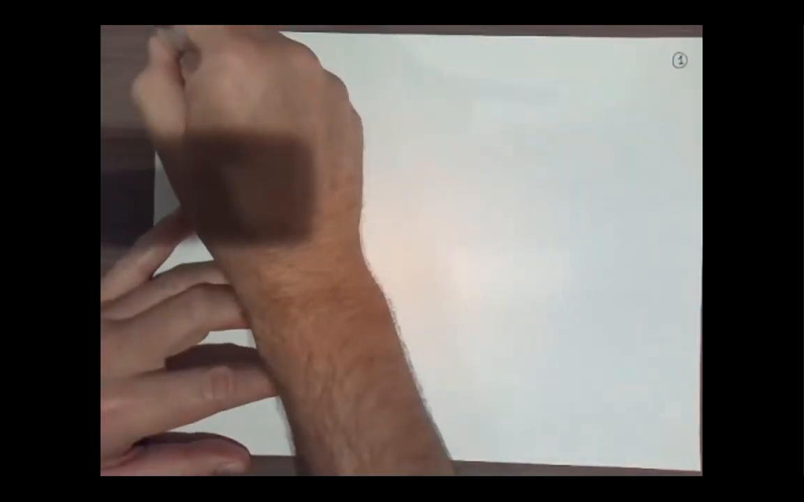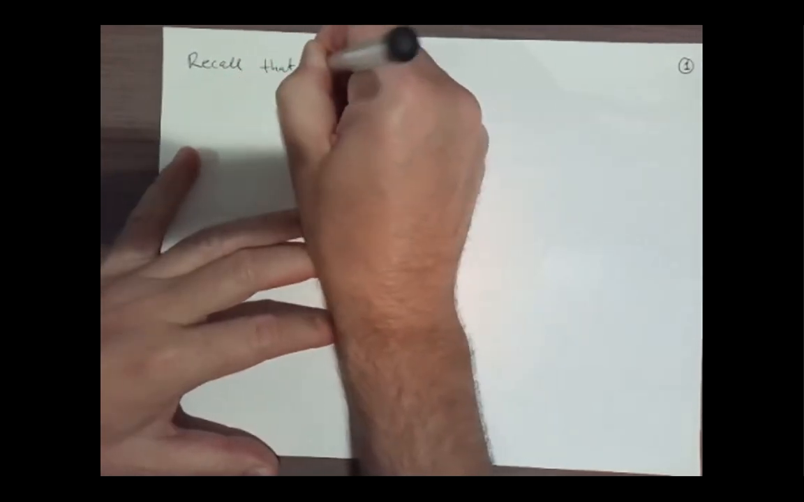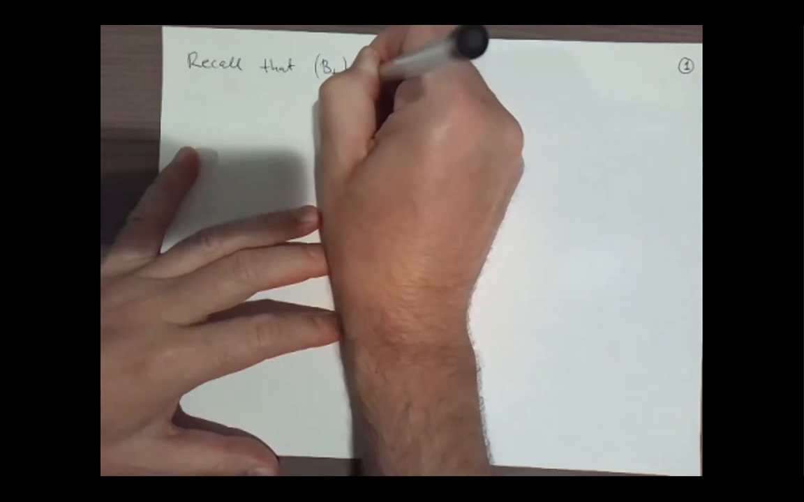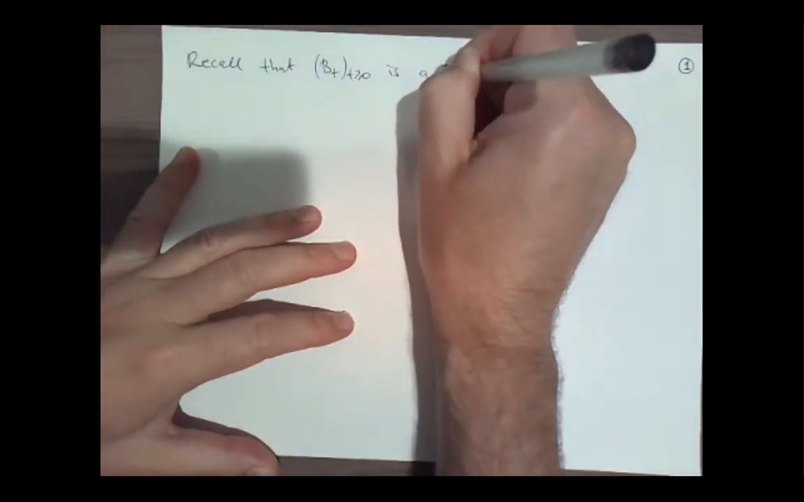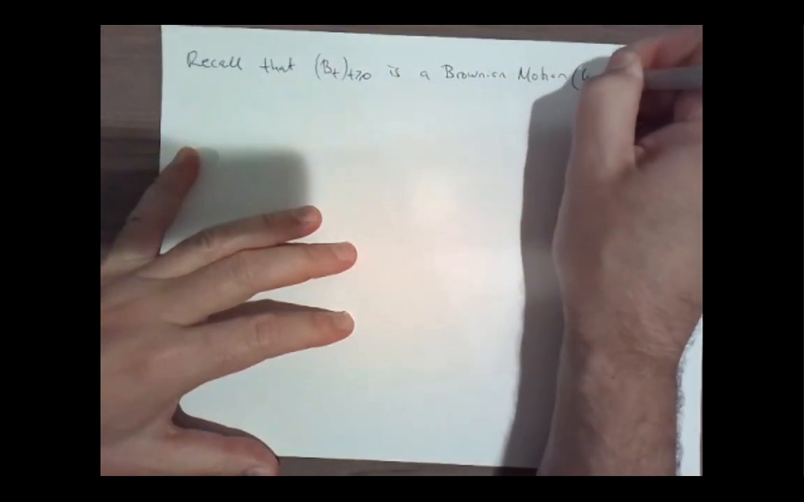Okay, if that's not the case, then we are working on Brownian motion. This is what we introduced last time, and we're going to continue looking at Brownian motion tonight. Recall that this object here is a Brownian motion. Quite often it's also called the Wiener process.